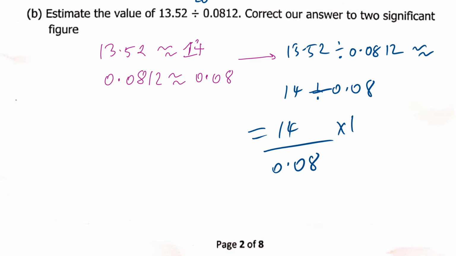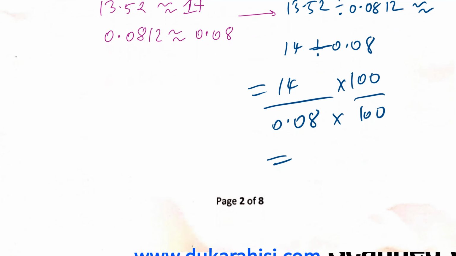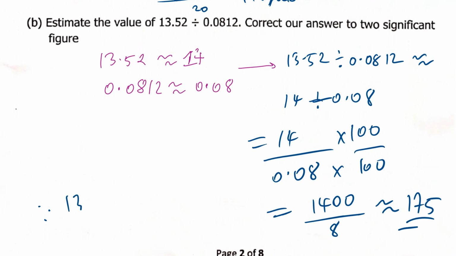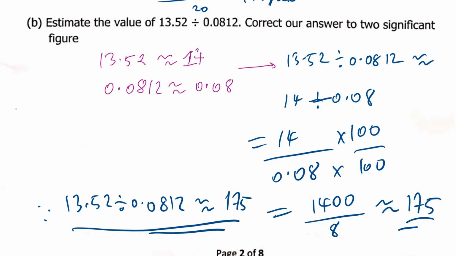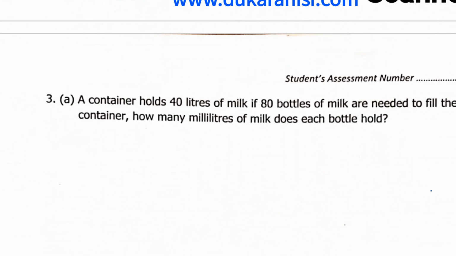14 over 0.08, multiply by 100 again, you get 1400 divided by 8. So when you take 1400 divided by 8, the result is 175. So therefore you can say that 13.52 divided by 0.0812 is approximately equal to 175. So that is the solution for question number 2B.